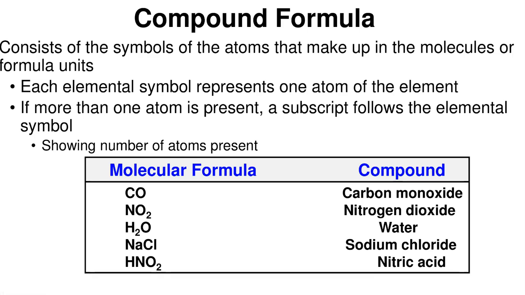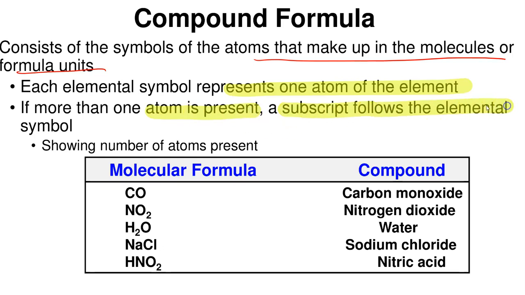So how do we put that into a compound formula? A compound formula consists of symbols of atoms that make up the molecule, the formula unit, or the compound. Each elemental symbol represents one atom of the element. If more than one atom is present, a subscript follows the elemental symbol, showing the number of atoms present. Let's see an example. Carbon monoxide: carbon is 1, oxygen is 1, that's mono. Mono means 1. Nitrogen dioxide: nitrogen is 1 because there was no prefix denoting the number. We always put 1. Dioxide means two oxygen, di.